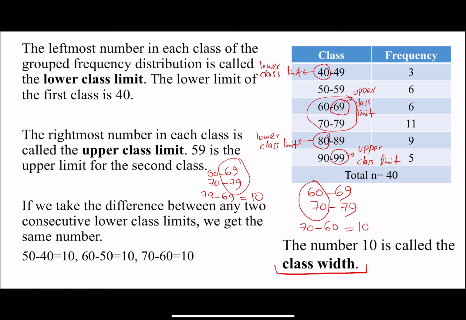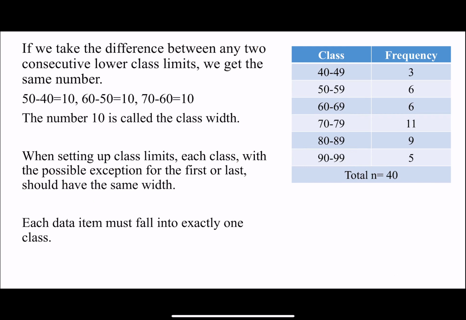Well, I can choose another two classes. For example, if I go with 80 to 89 and 90 to 99, two classes where one is right after another, they're consecutive. And then I find the difference between the upper class limits here. 99 minus 89 is 10. I got the same number, right? So the class width is 10. Here we go. 10 is the class width.